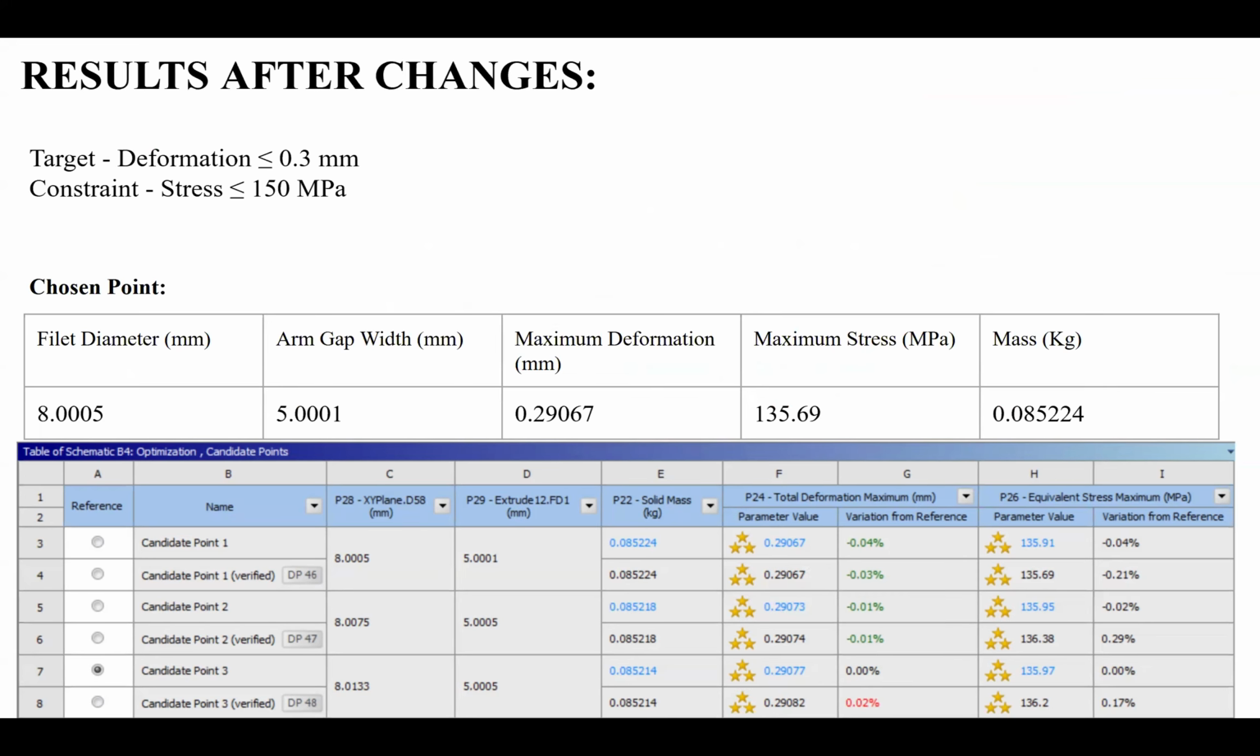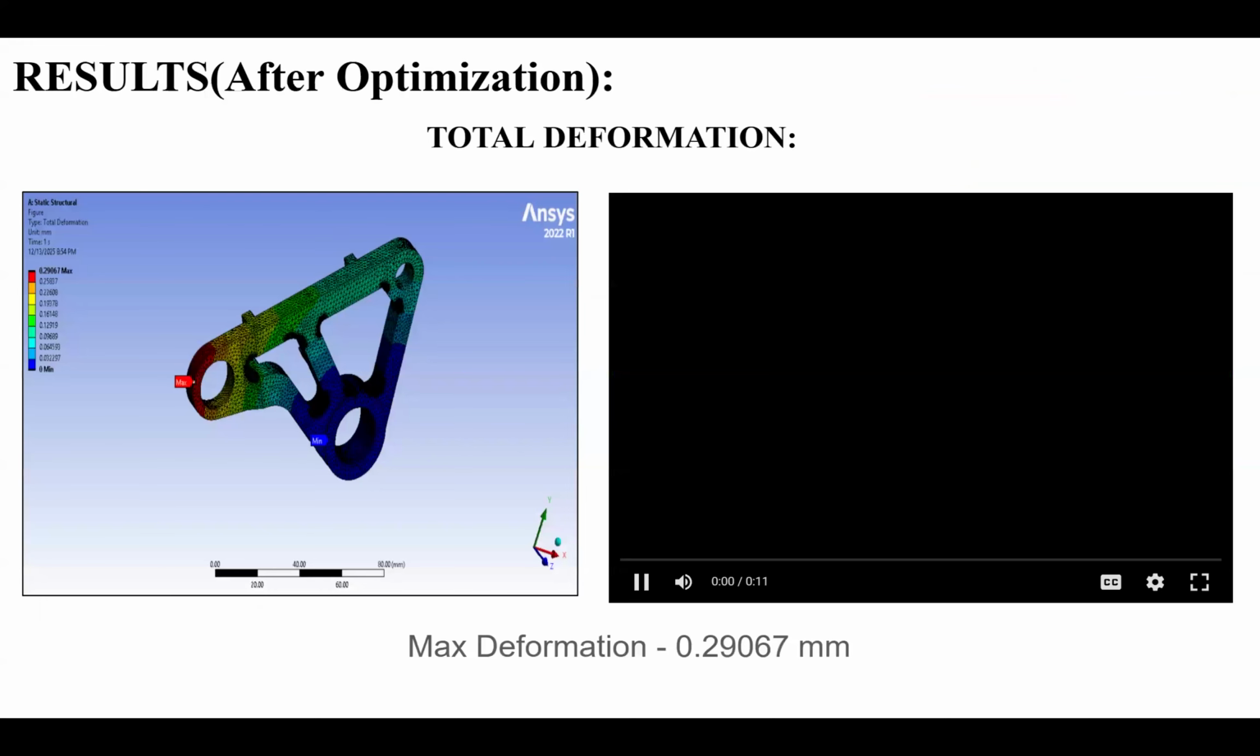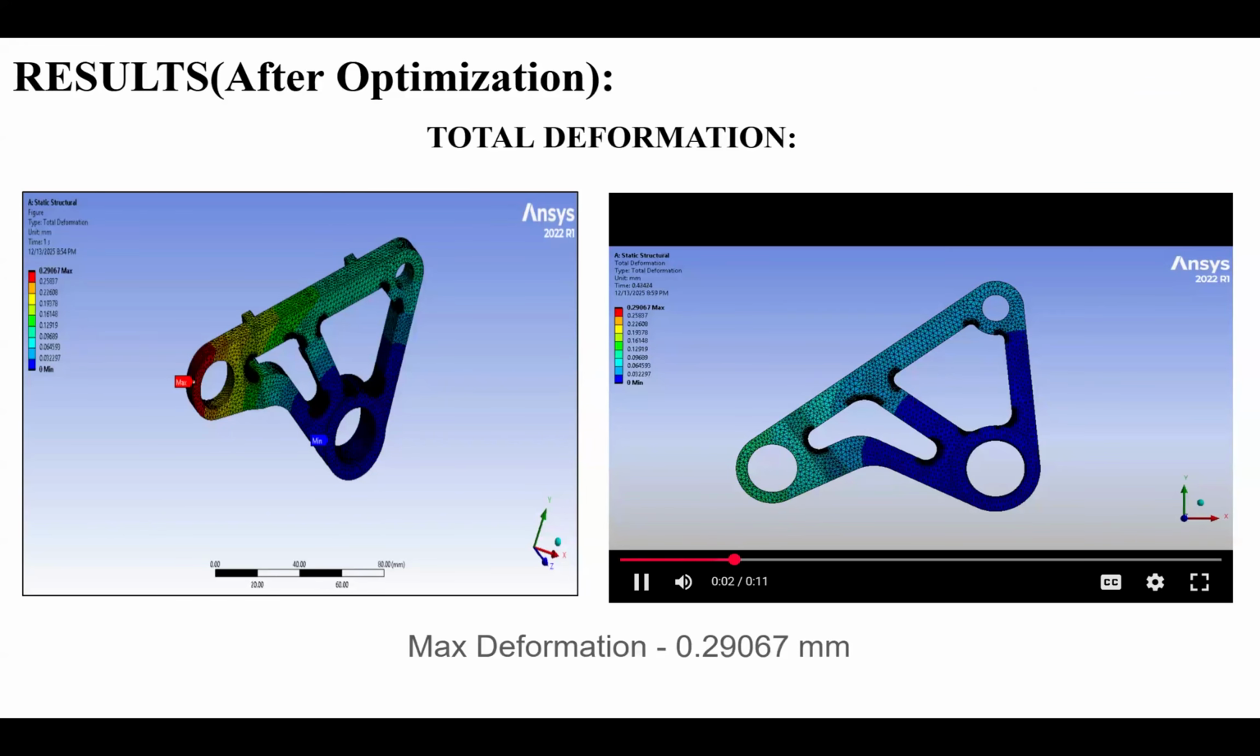And these are the optimization targets that are going to be used. That is, the maximum deformation is less than 0.3 mm, and the maximum stress is less than or equal to 150 megapascal. These targets ensure the rocker operates safely and maintains motion accuracy. This chosen point represents the best combination of parameters that meets the target. So we have gone with the chosen point of 8.0005 mm.